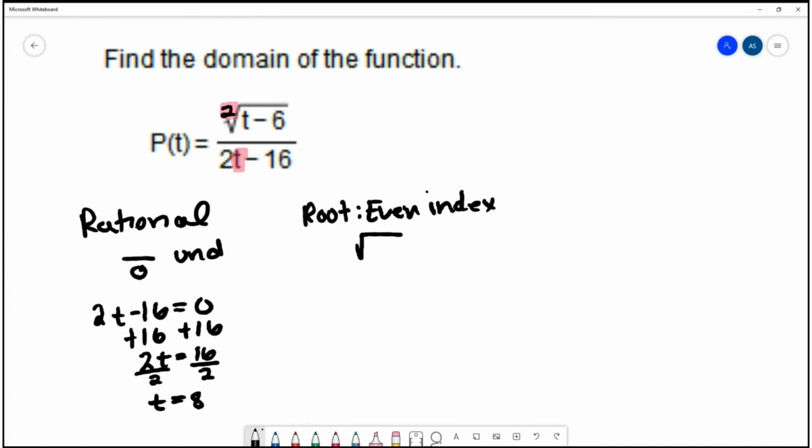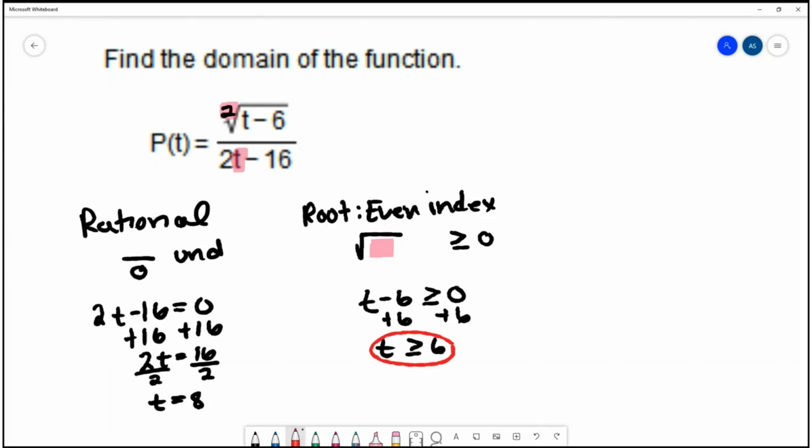So whatever is underneath the radical, we want that to be greater than or equal to 0. So our expression is t minus 6. We make that greater than or equal to 0, and we're going to solve for t. We add 6 to both sides, and we get t is greater than or equal to 6. Now let's combine these two pieces of information together. We need our variable t to be greater than or equal to 6, and we also need to exclude the value of 8. We can visualize this on the number line.